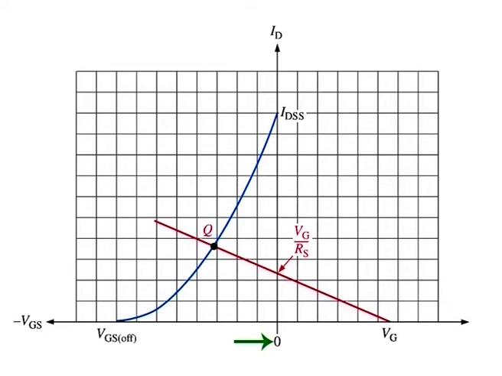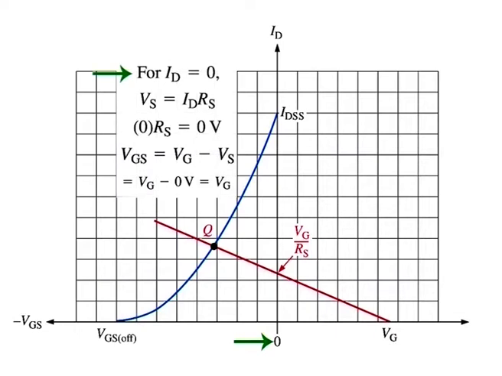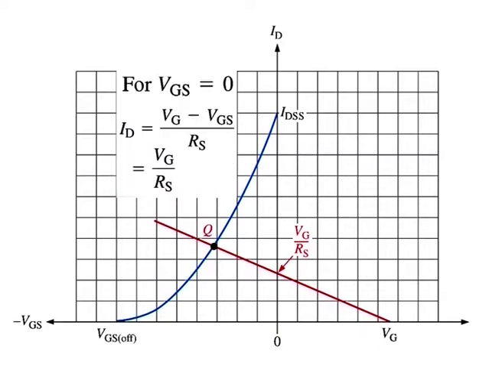The voltage divider DC load line is determined as follows. For Id is equal to 0, Vs is equal to Id into Rs and is equal to 0 into Rs and comes out to be 0 volts. Vgs is equal to Vg minus Vs and is equal to Vg minus 0 volt and comes out to be Vg. Therefore, one point on the line is at Id is equal to 0 and Vgs is equal to Vg. For Vgs is equal to 0, Id is equal to Vg minus Vgs over Rs and comes out to be Vg over Rs. A second point on the load line is at Id is equal to Vg over Rs and Vgs is equal to 0. The point at which the load line intersects the transfer characteristic curve is the Q point.